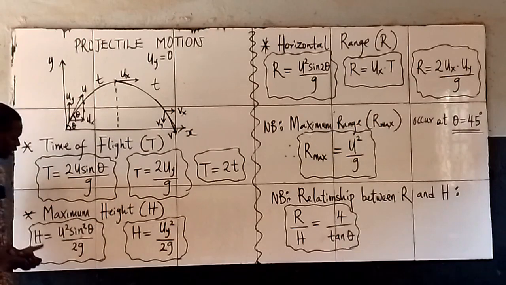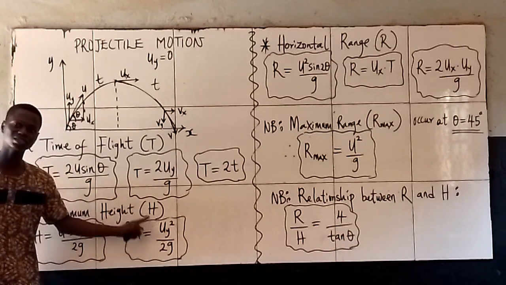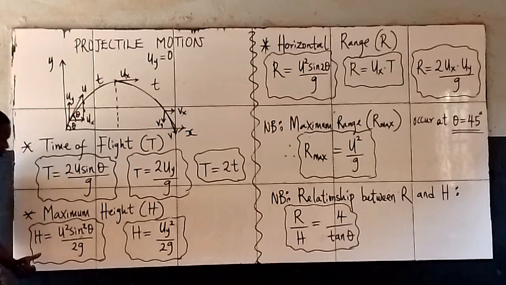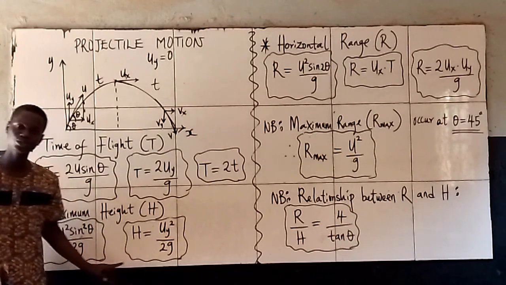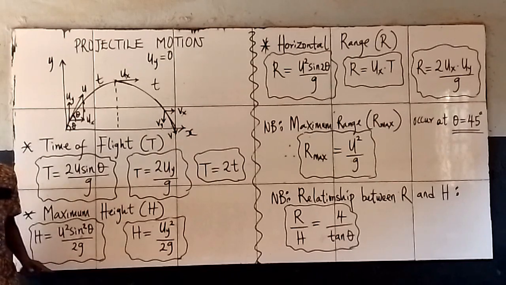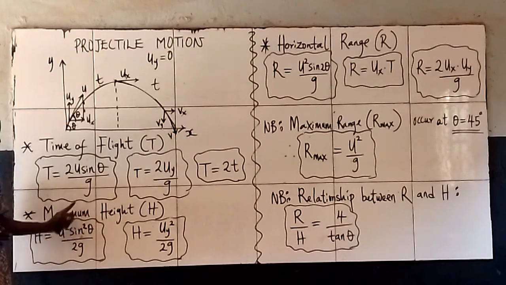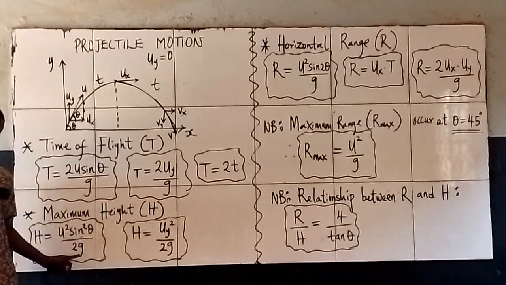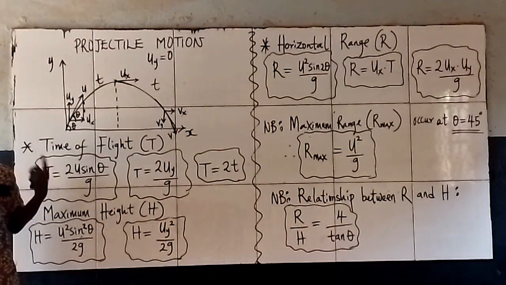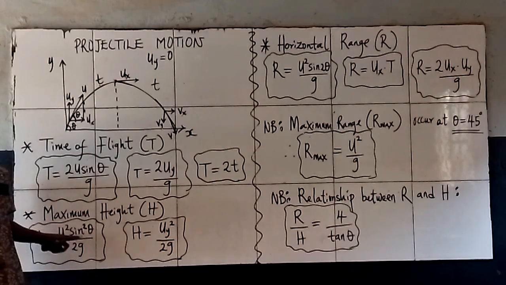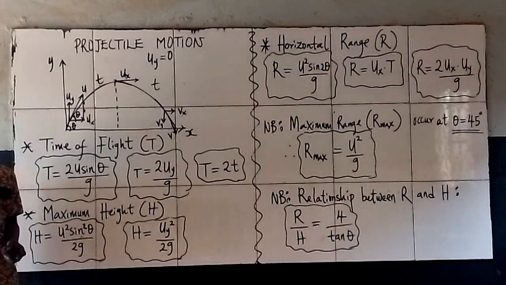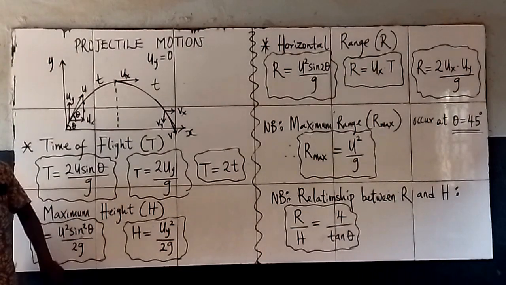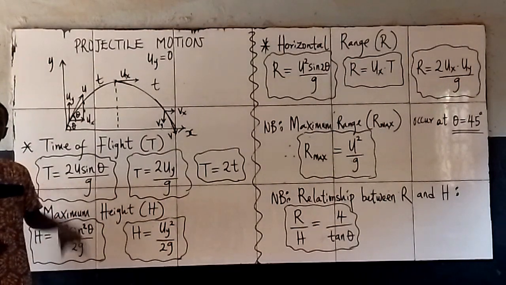Okay? Now it's symbolized by what? Capital H. Okay, let's see what the formulas are. For finding your maximum height, you can make use of any of these two formulas depending on the variables given. Now the important and the common formula here is u²sin²θ over 2g. U stands for initial velocity. Theta here stands for the angle of projection. G here stands for what? Acceleration due to gravity. So this is the first and the most important formula for maximum height.